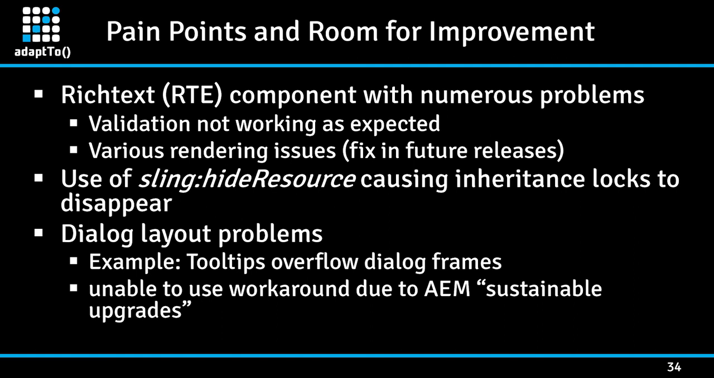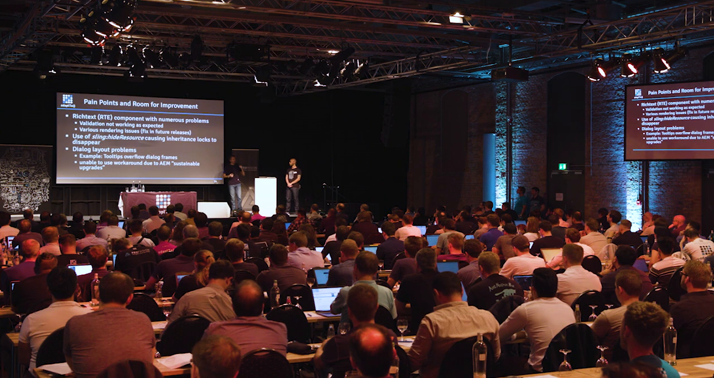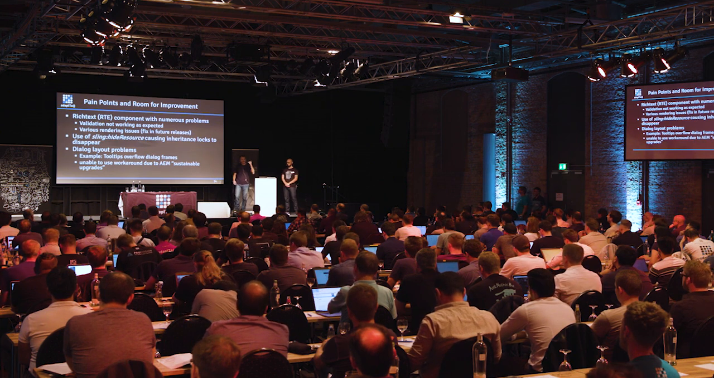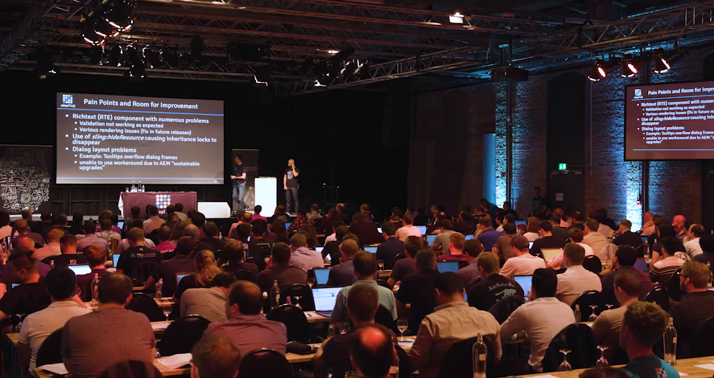Another example would be the use of sling:hideResource. That's one of the resource merger mechanisms. What you can do with that, if you inherit from something upstream, is hide or remove particular properties, right? We use that, for example, in the page properties, where we want to remove some tabs from an out-of-the-box page, but that actually causes the MSM relationship or inheritance locks to disappear. We are currently working on a solution here as well.